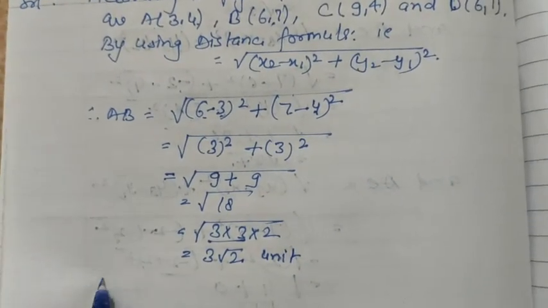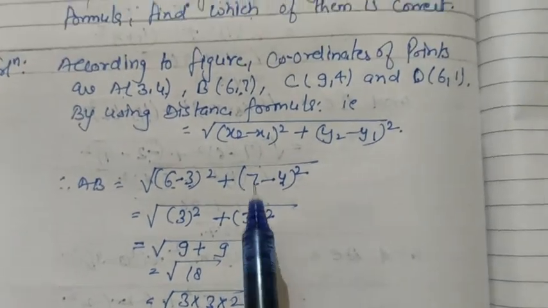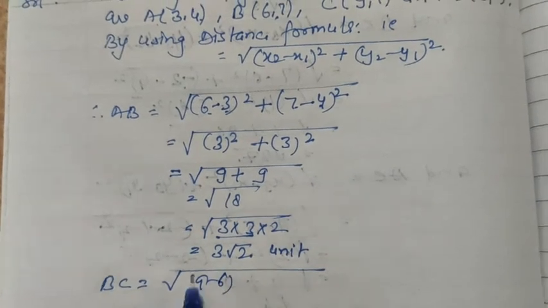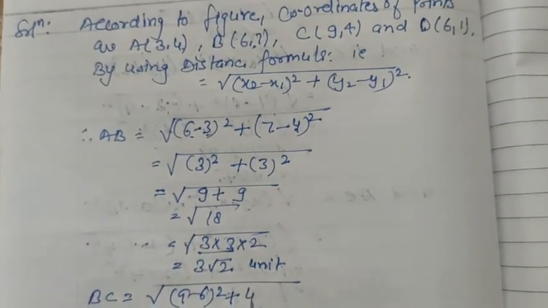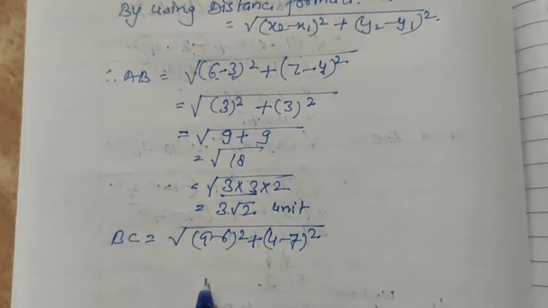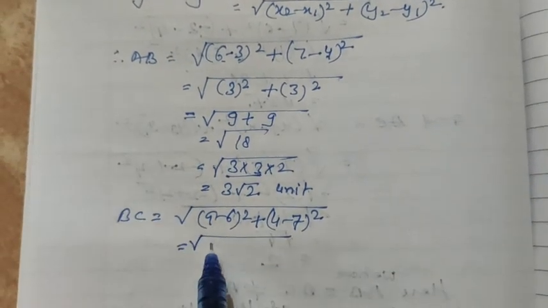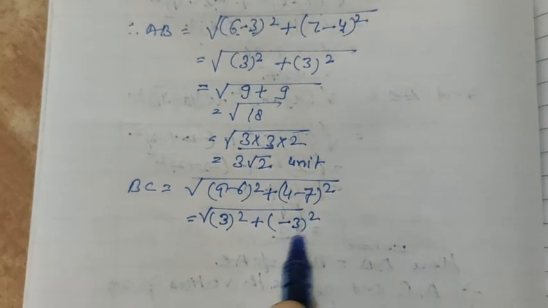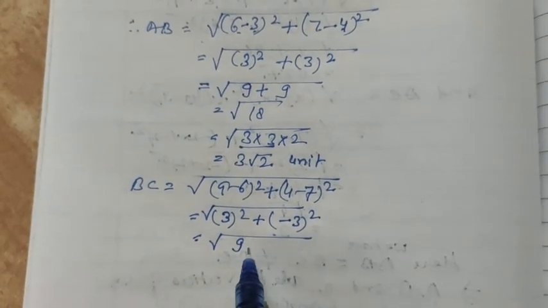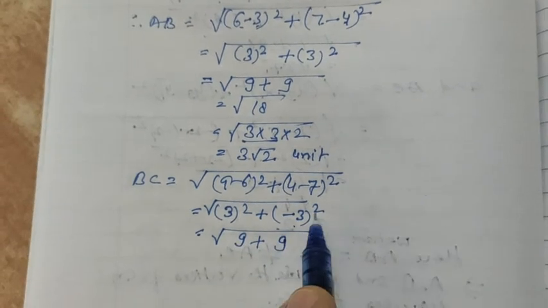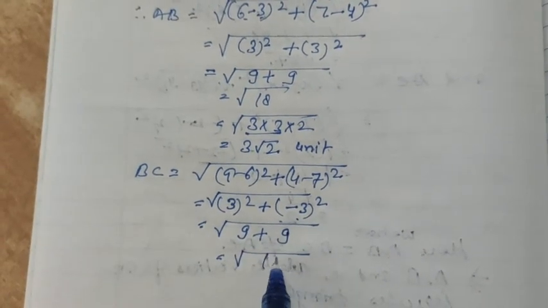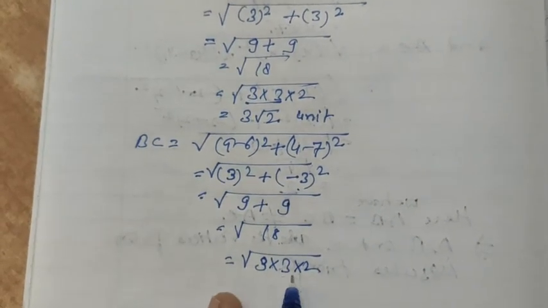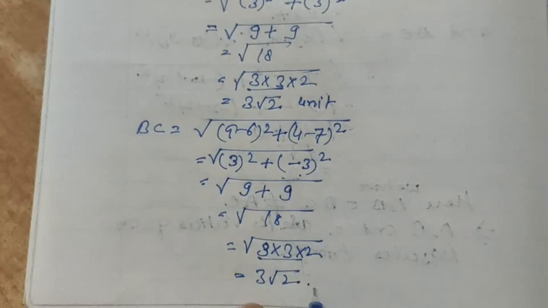So now BC will be x3 minus x2. So 9 minus 6 square plus 4 minus 7 square. So 9 minus 6 square becomes 3 square plus 4 minus 7 becomes minus 3 square. So 3 square becomes 9 plus minus 3 square becomes 9 also. So 9 plus 9 becomes 18, and now 18 can be written as 3 into 3 into 2. So again we can write it as 3 root 2.